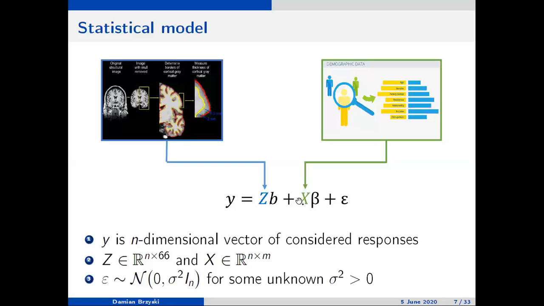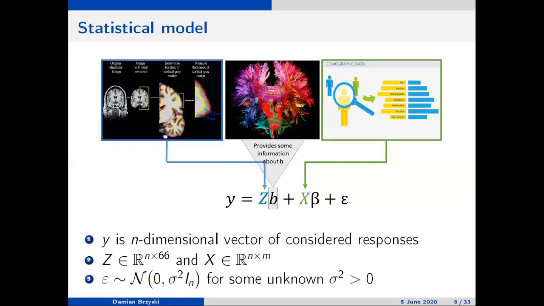Here we also have the matrix capital X, with its coefficients beta, and here we store some demographic data like information about age and gender and so on, and also the intercept can be kept here as a first column. Okay, and also we assume the Gaussian case here, epsilon is assumed to have a normal distribution with some unknown sigma square.